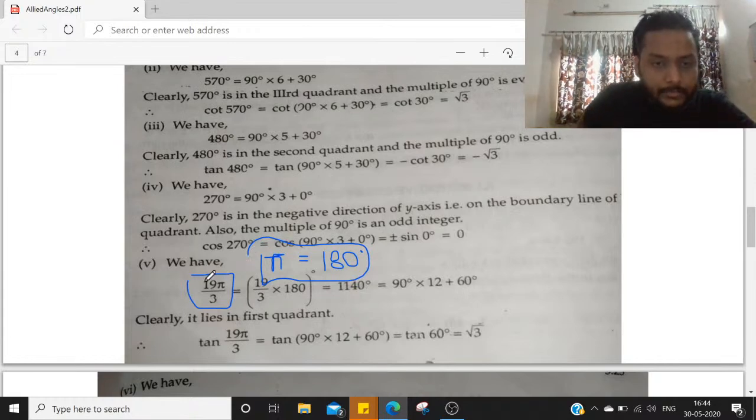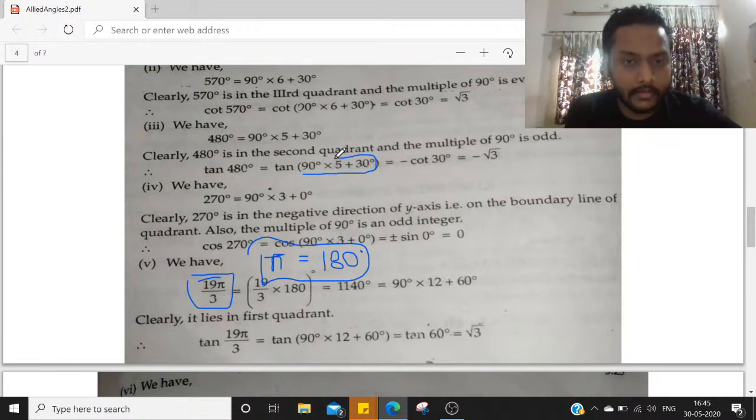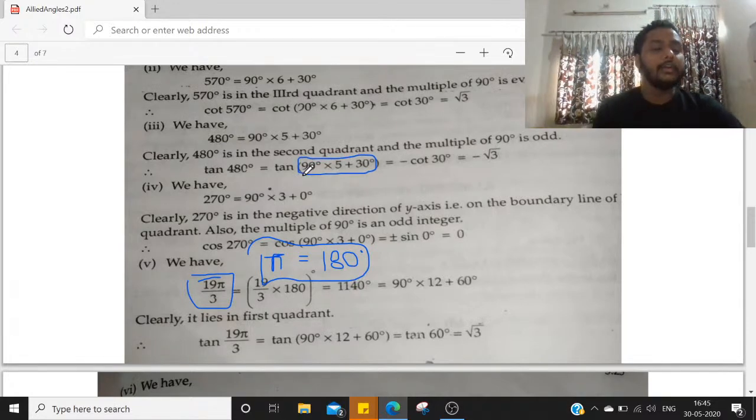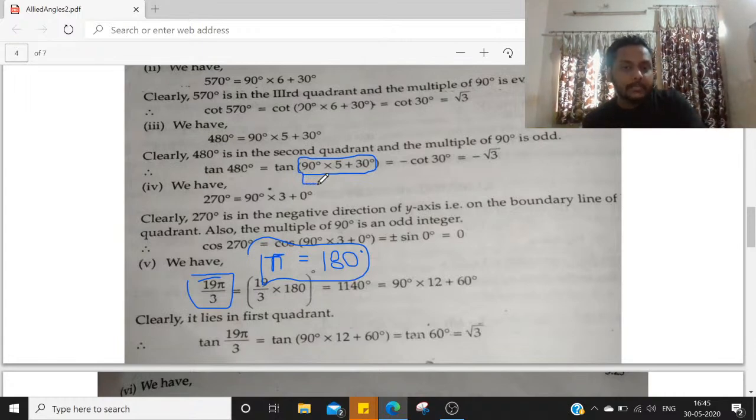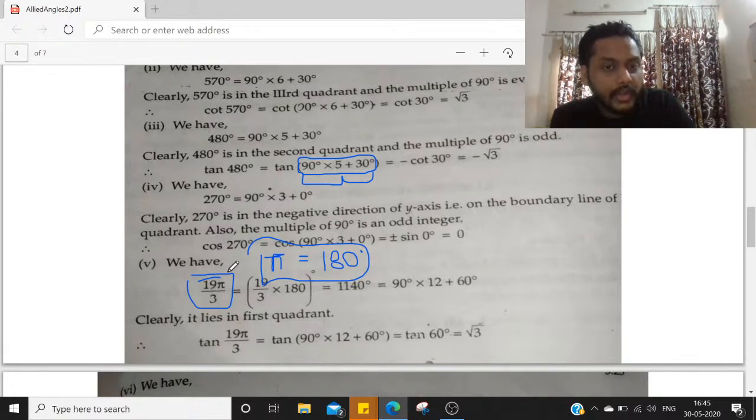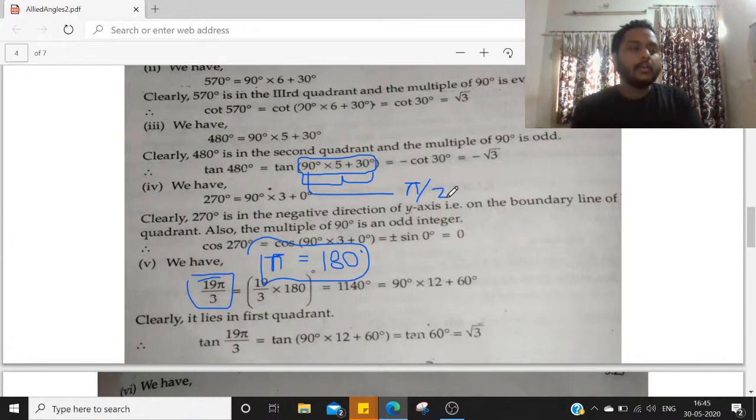Now when I'm talking about 19 pi by 3, और जब मैं बोलता हूँ कि मेरे को इसको 90 times n plus minus theta के फॉर्म में ब्रेक करना है, तो इसका मतलब सिंपली ये है कि जब मैं इसको रेडियन में बात करूंगा तो रेडियन में 90 इज व्हाट? रेडियन में 90 इज नथिंग बट pi by 2. Are we clear with this guys? When I'm talking about 90 degrees, in radians, 90 degree is nothing but it is equal to pi by 2. Sorted or not, guys? So 90 degree is equal to pi by 2 in radians.